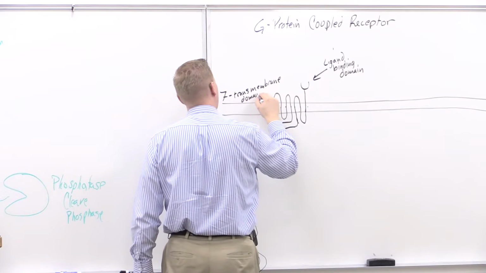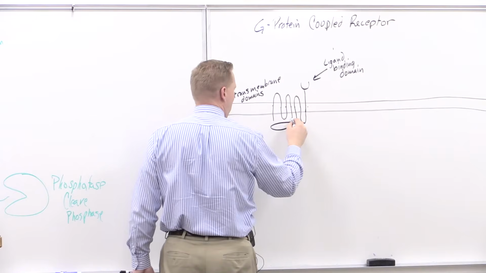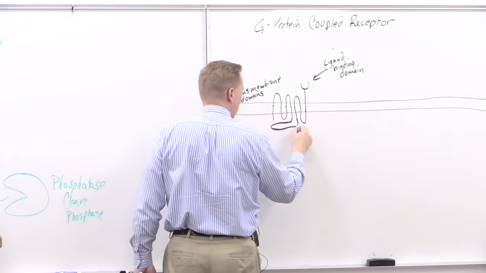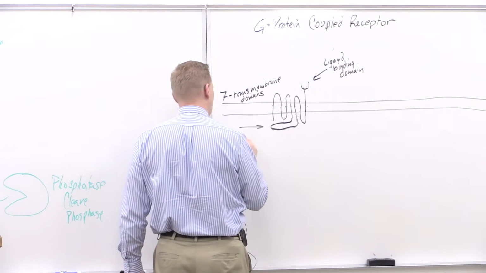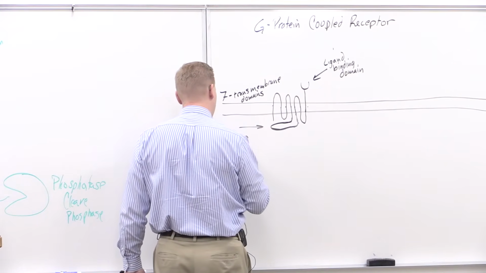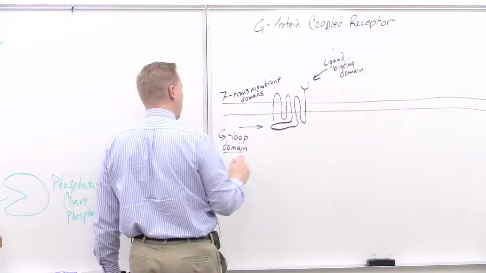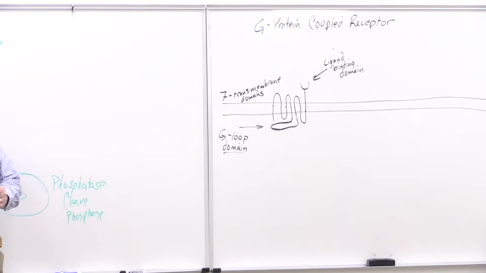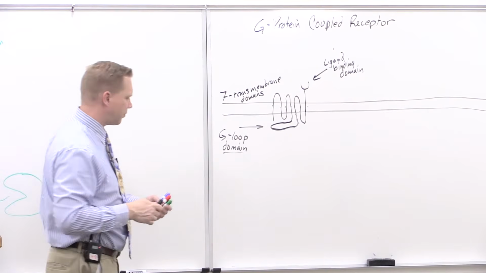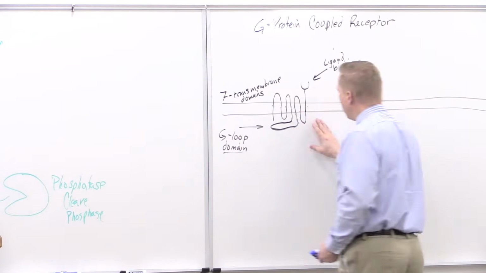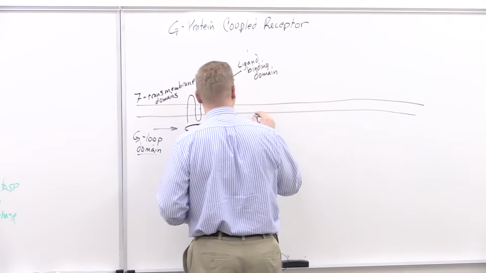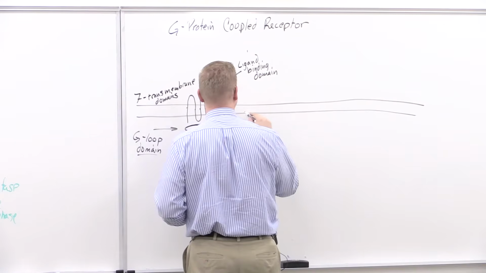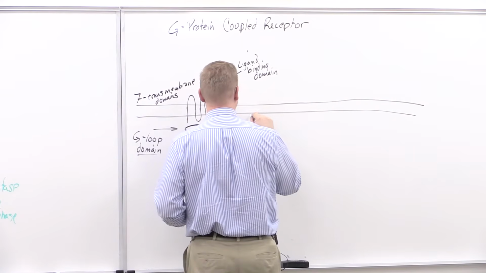And then down here, I specifically drew this kind of loop in it, and that is called the G-loop domain. And again, when I write the word domain, that is just a specific part of the protein that has a unique function or shape to it. And so this is what we start with. Another player that we have in this particular pathway is called the G protein.